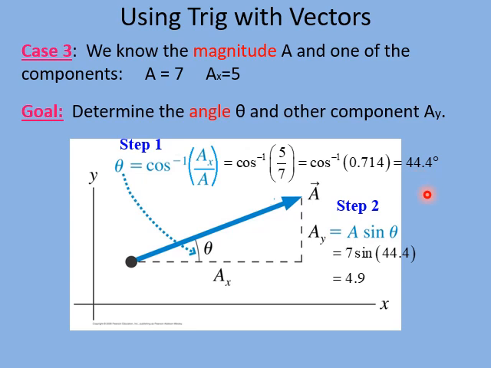So again, I would recommend doing this on your calculator to make sure that you are doing these trig functions correctly. The last step here is to find the component a sub y. Well, a sub y is equal to the hypotenuse a times the sine of theta. We actually did this in the previous slide. So here we know our theta is 44.4. That was what we found out here in step 1. And we're going to take the sine of that angle and then multiply the result by 7, and you should get 4.9. So there is our unknown y component of this vector A.